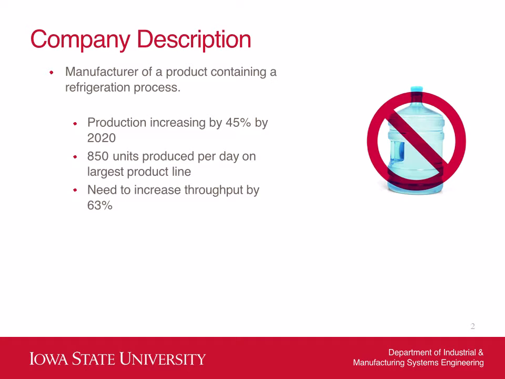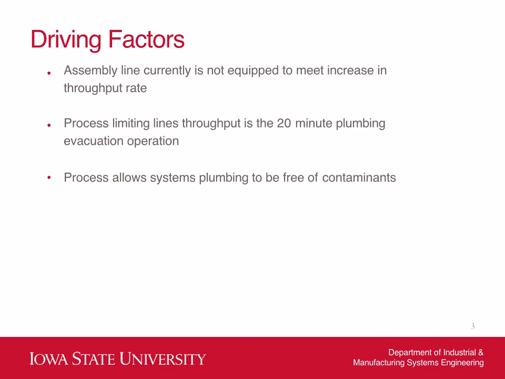This project was centered on their main production line, which is expected to see an increase in demand of 45% by 2020. This product line assembles many components that produce over 850 units a day, and it needs to increase this throughput by 63% to meet future demand. The driving factor for this project is that the assembly line is currently not equipped to meet the need for an increase in the throughput rate.